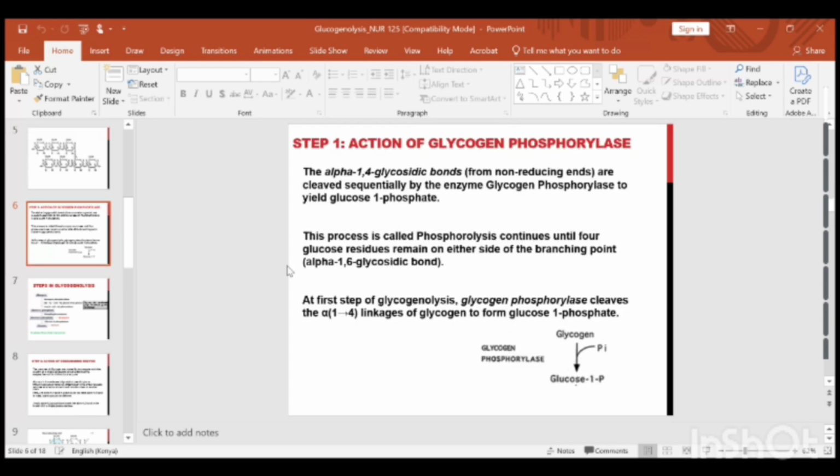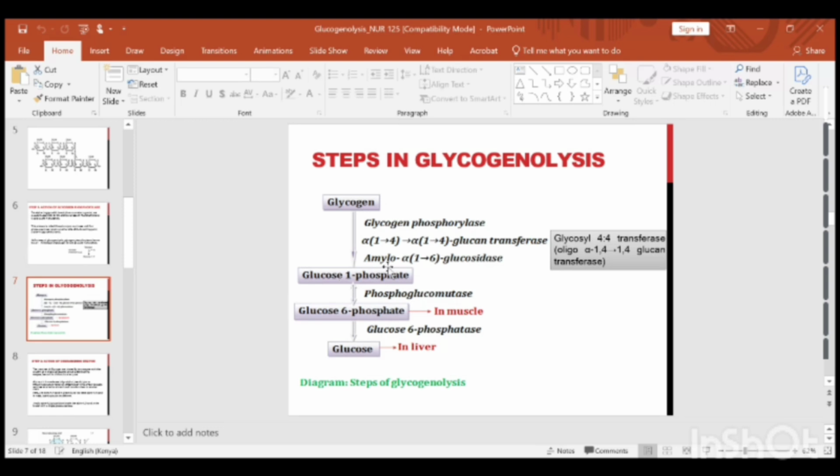Now, the first step involves glycogen phosphorylase, and the work of glycogen phosphorylase is to break down 1,4-glycosidic bonds. As it breaks them down, it's phosphorylating the glucose at carbon number 1, so it generates glucose 1-phosphate. I think that bit I had explained. So that's the first step.